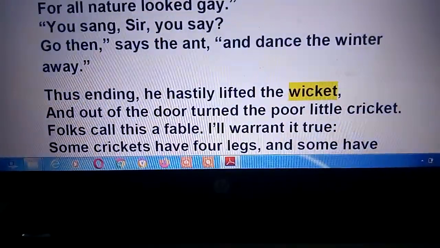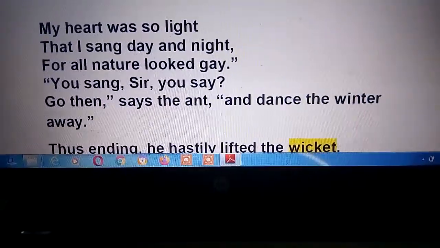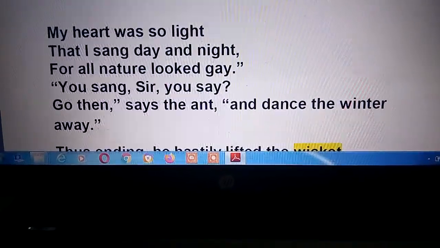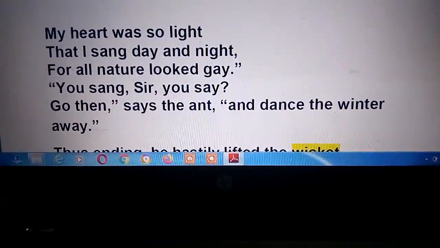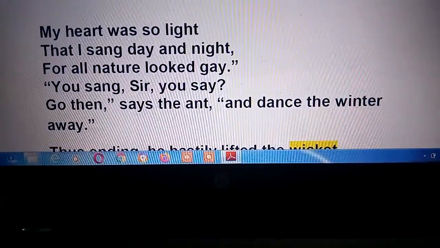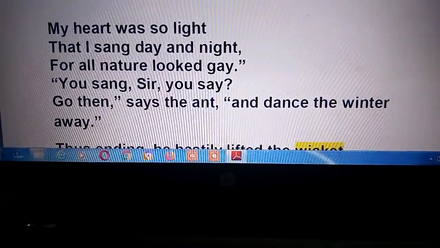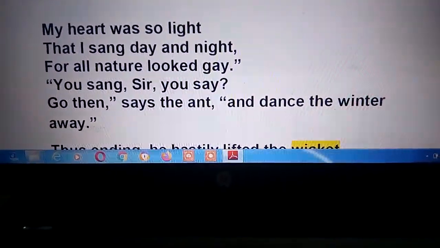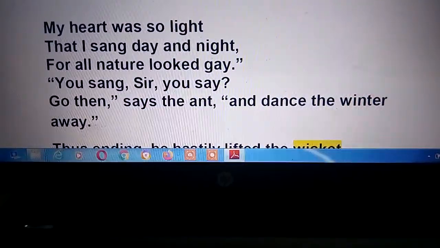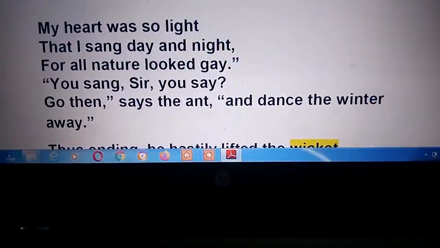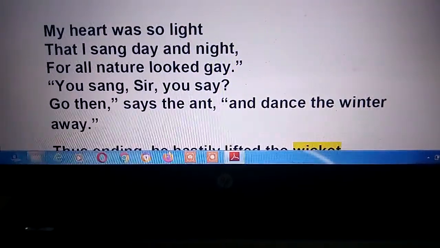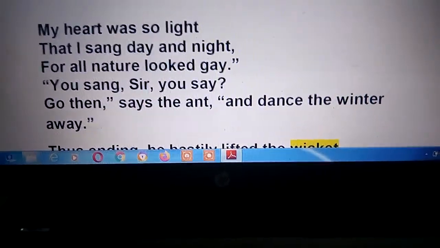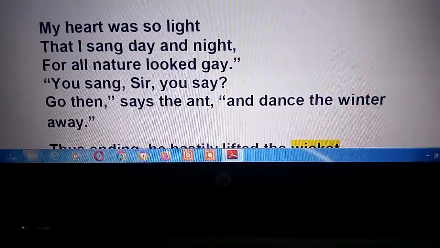So he asked that, and he tells further, when the weather was warm, then my heart was so light that I sang day and night, and I enjoyed, and as a result I kept on singing day and night. For all nature looked gay. We have read this word earlier. Gay means happy, because the whole nature looked fine, there was a nice breeze, there was nice light, so everything looked happy and charming and bright and beautiful. So for the nature looked gay.